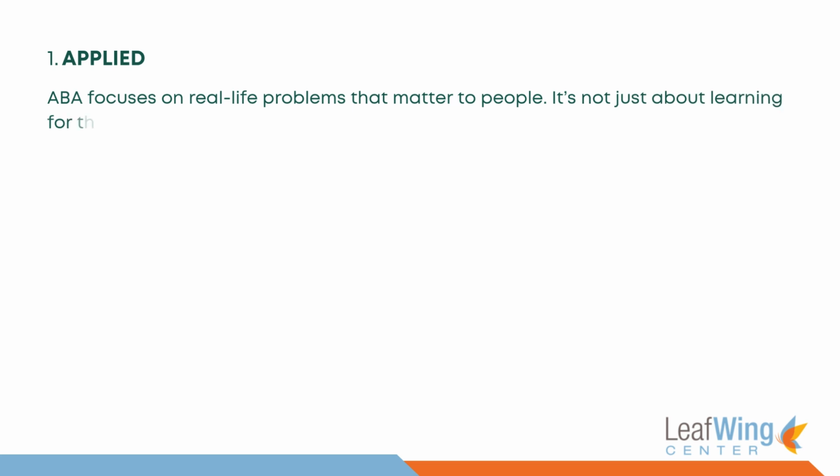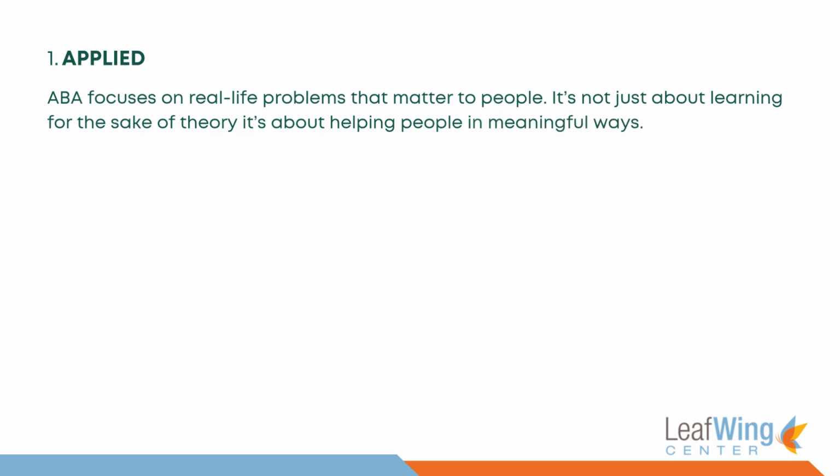1. Applied. ABA focuses on real-life problems that matter to people. It's not just about learning for the sake of theory. It's about helping people in meaningful ways. For example, ABA helps children with autism learn to talk, follow directions, or stop hurting themselves. If something being studied doesn't help people in everyday life, ABA usually doesn't focus on it.